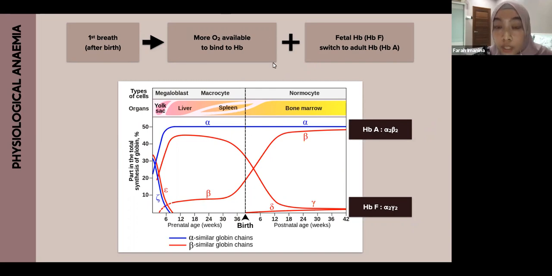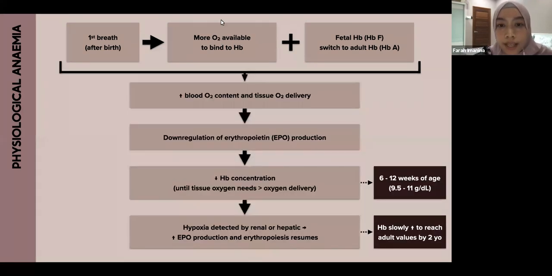Because of these two conditions, when there is an increase in the hemoglobin oxygen saturation, there will be an increase in the blood oxygen content. And because of the Hb switching, like I said before, HbA has a lower affinity for oxygen, hence more oxygen will be delivered to the tissue. Because of these two conditions, the production of erythropoietin, or EPO, will be downregulated. And we know that EPO is very important for erythropoiesis. Because of this downregulation, there will be a decrease in the Hb concentration. This reduction of hemoglobin will continue until the tissue oxygen need is more than the oxygen that is available to be delivered to the tissue.